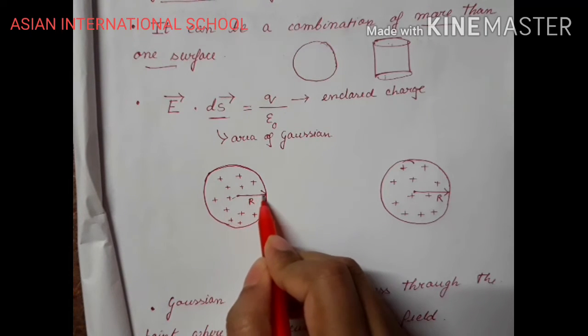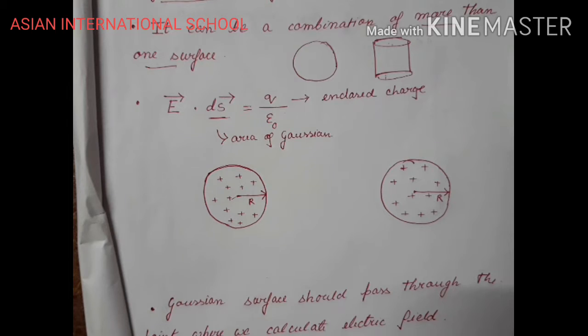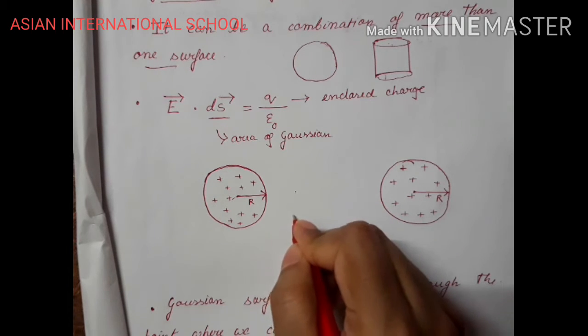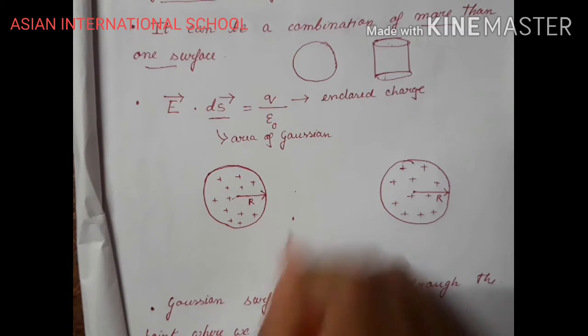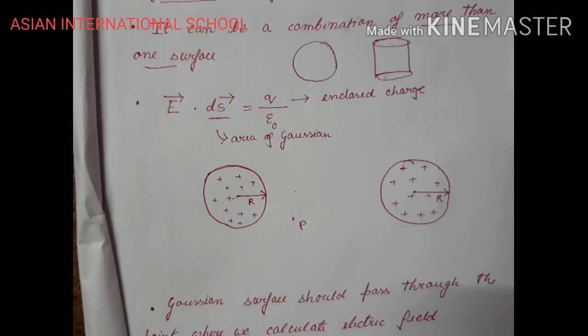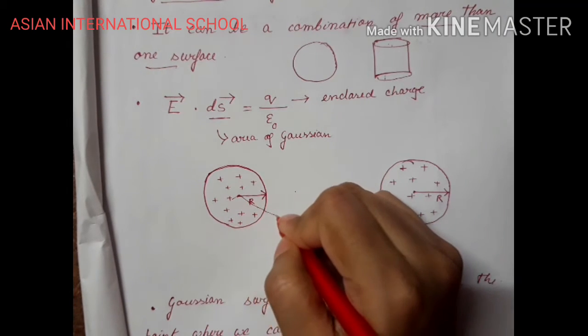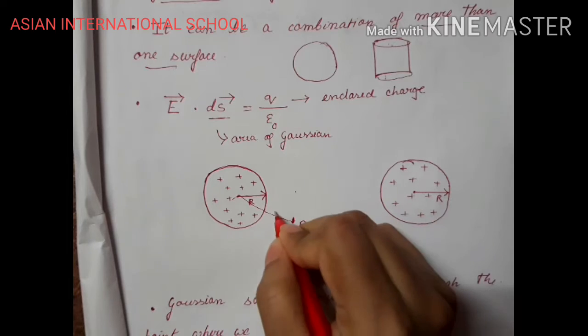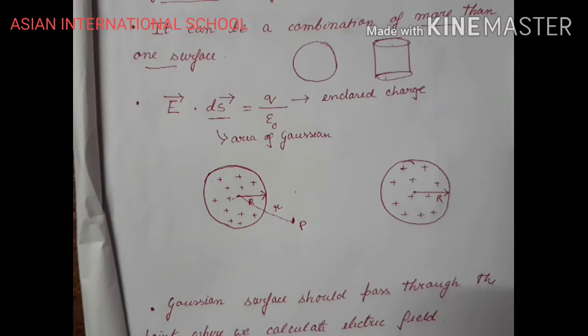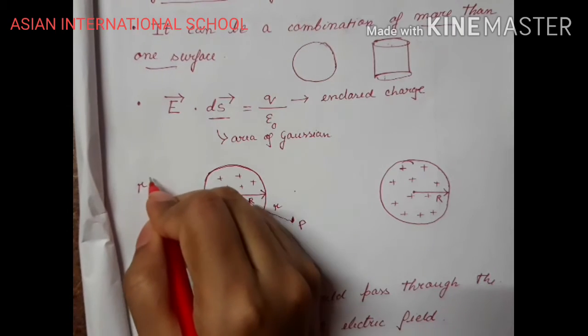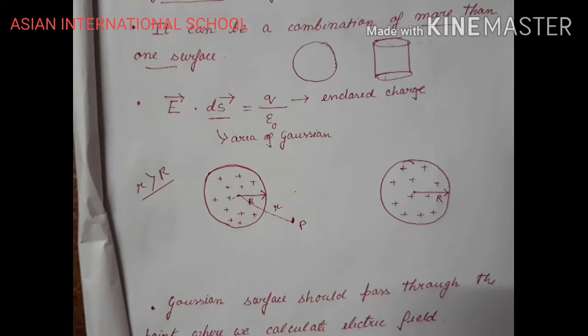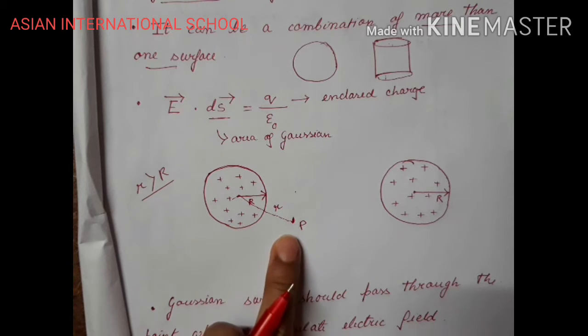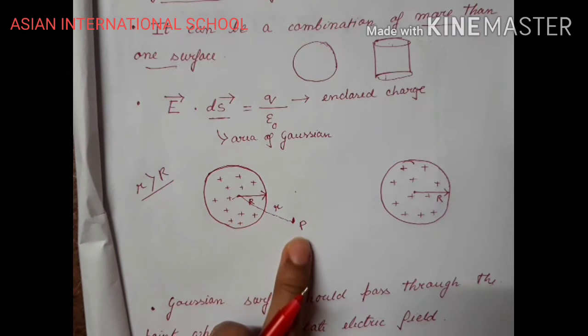Now this sphere has an original radius capital R. I need to calculate the electric field at point P, which is r distance away. This is small r distance away from the center. Clear? So this is the case where small r is greater than capital R. So I need to calculate the electric field outside my sphere.